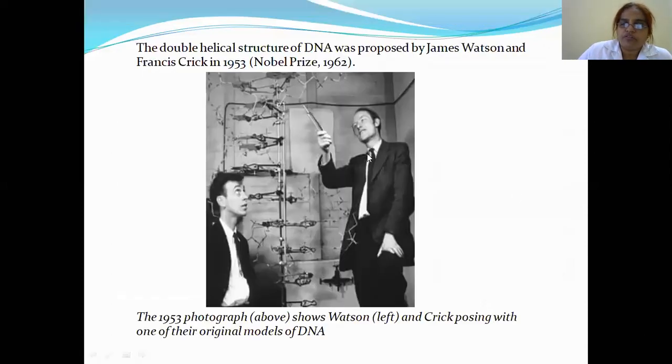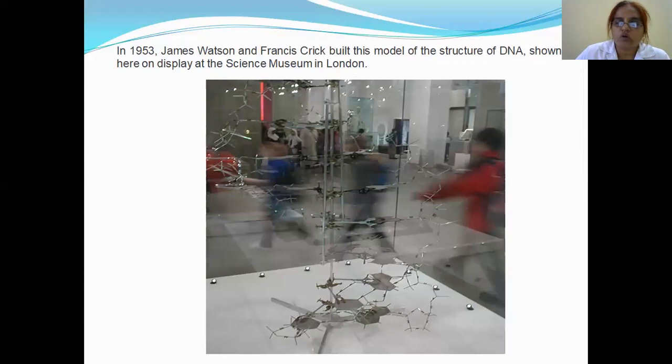In 1953, the double helical structure of DNA was proposed by Watson and Crick. They got the Nobel Prize in 1962. This is the original model displayed at the Science Museum in London.